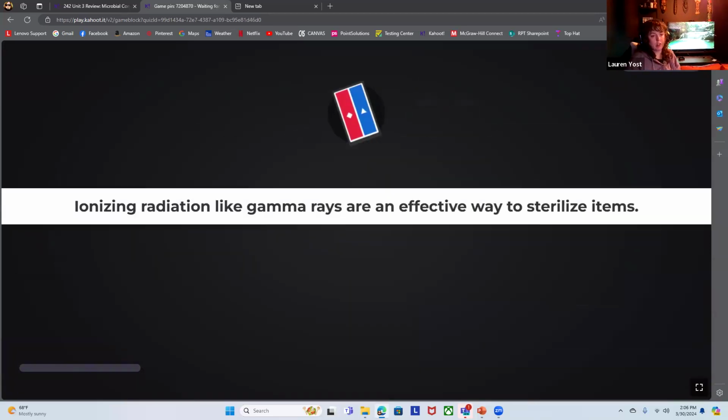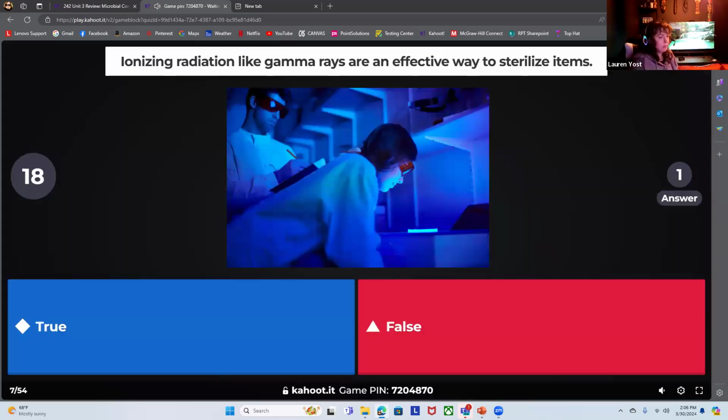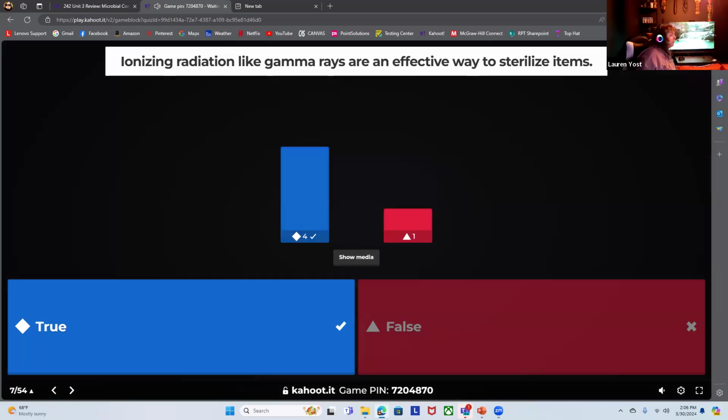All right, another true or false. Ionizing radiation, like gamma rays, is an effective way to sterilize items. Basically asking, can it sterilize? Do we use it for sterilization? All right, so we do, and it is effective at doing that.